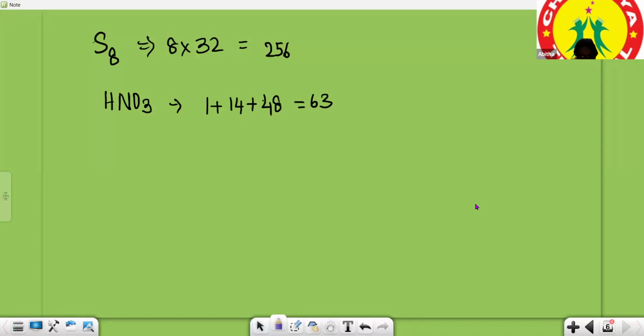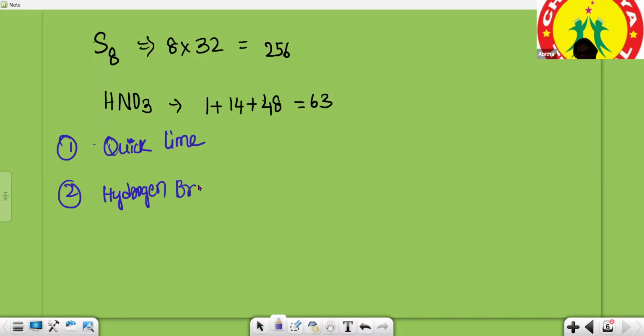Now, in NCERT there is a question where you need to know some compound formulas, like quicklime and baking powder, which you use generally in making cake. So what is the formula of baking powder? Those formulas you need to memorize. There are four compounds given to you: first quicklime, second hydrogen bromide, third baking powder, next potassium sulfate.